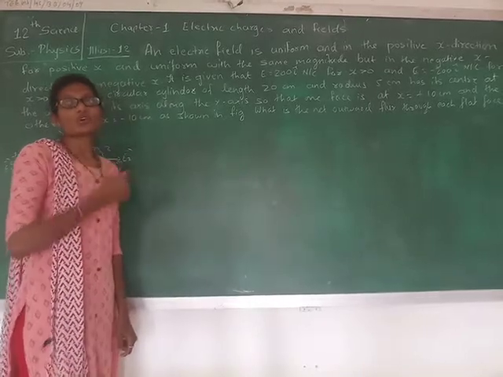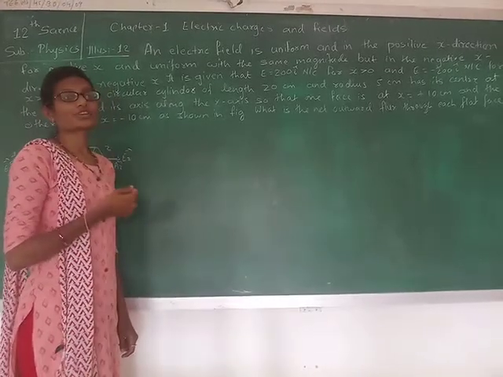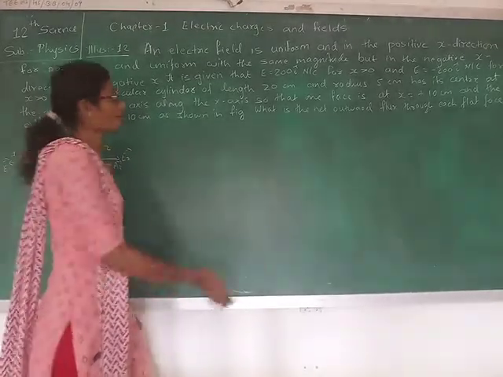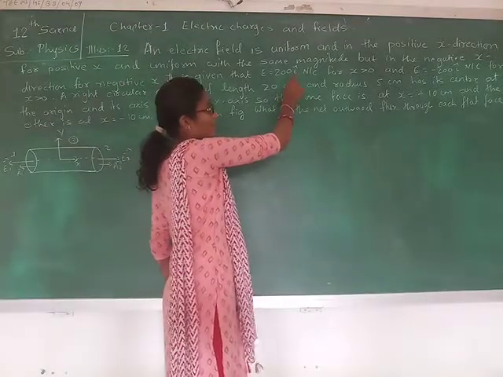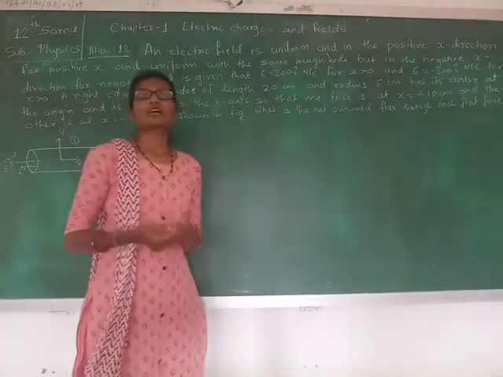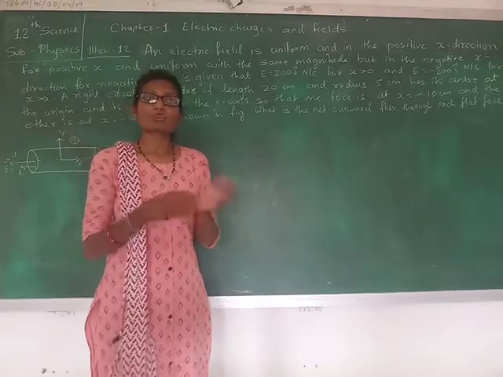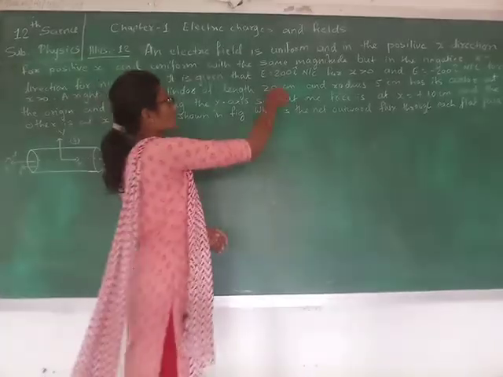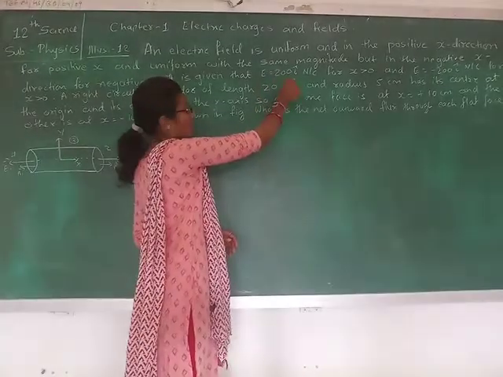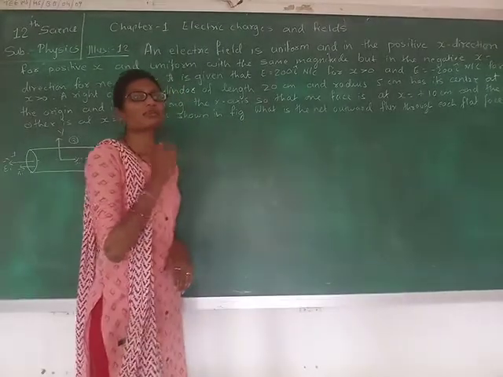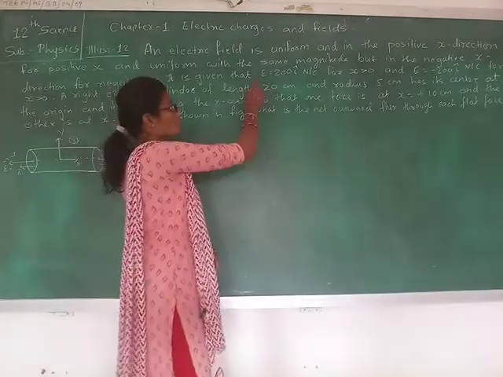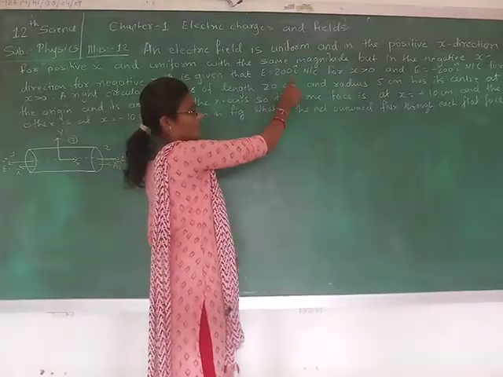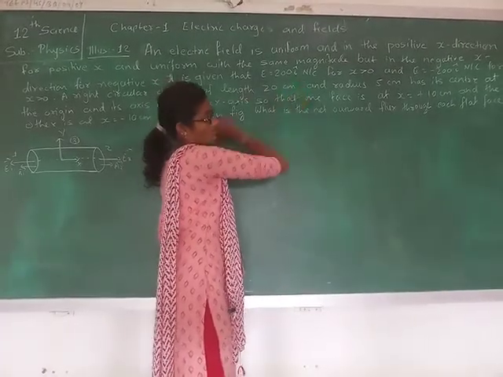That means for the positive x, the electric field value is 200 and you can see here it is denoted by i cap. Even if it is not given whether it is along the positive x-axis or negative x-axis, you can denote it by this also. That is i cap, which shows the positive x-axis direction. So magnitude is 200, direction is along positive x-axis.